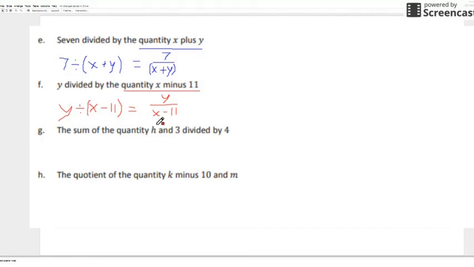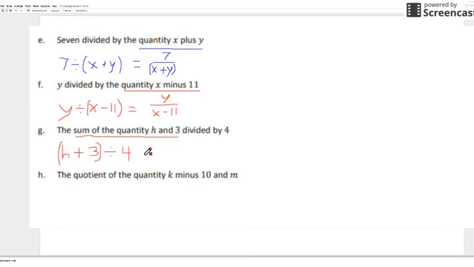Next one says the sum of the quantities. So now we have to add this together before we divide by 4. So now this is kind of going the opposite way, where we have to add this part together before we divide by 4. Now, a lot of people make this mistake. Remember, order of operations, division has to come first. So this has to go inside parentheses.